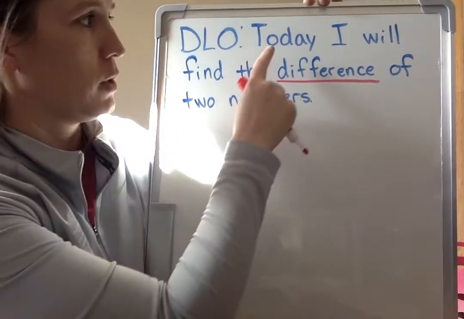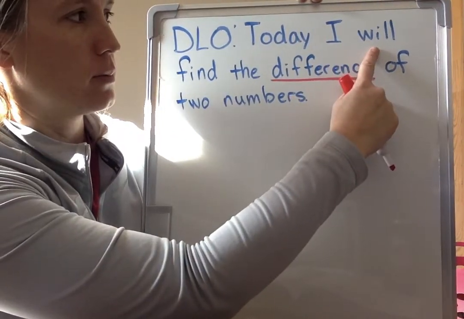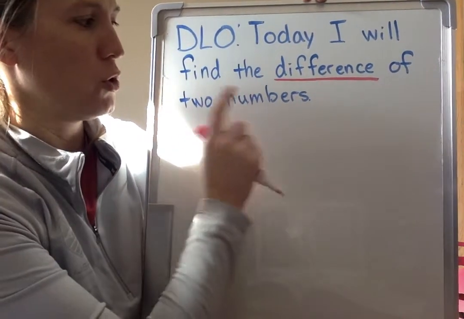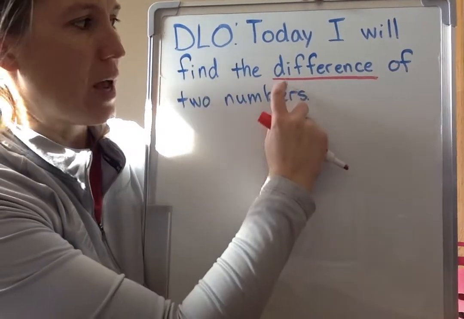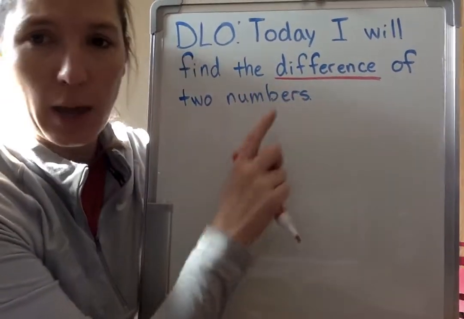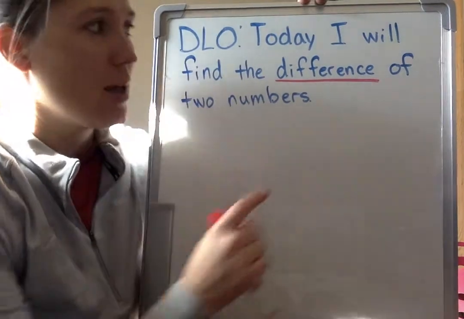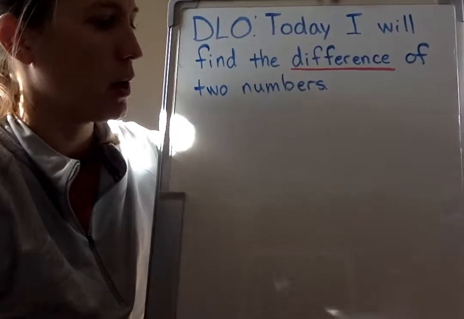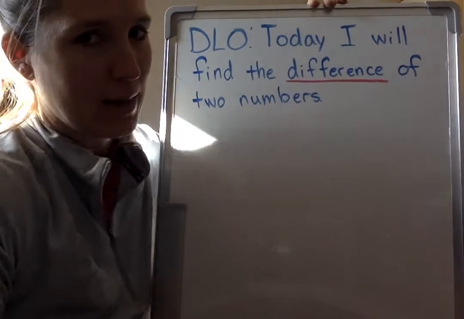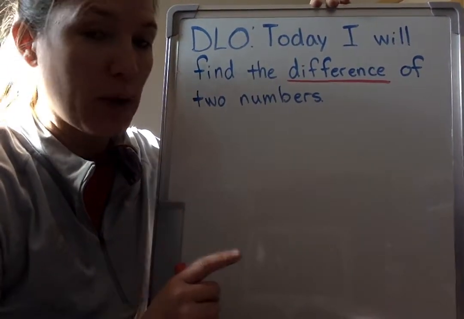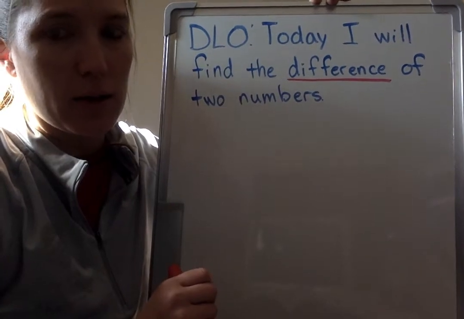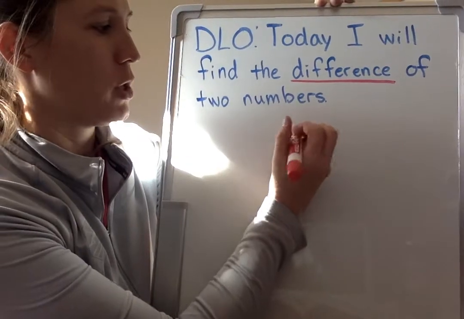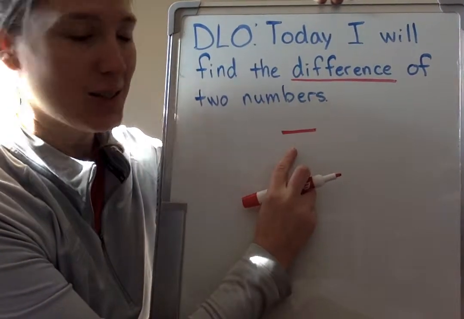Now it's your turn. Today I will find the difference of two numbers. I underlined difference because that vocabulary word tells us that we're going to be subtracting. So let's go over our subtraction vocabulary. We'll find difference, and that's how we know what operation we'll be using and the different strategies we'll be using for taking away. So my operation is minus.